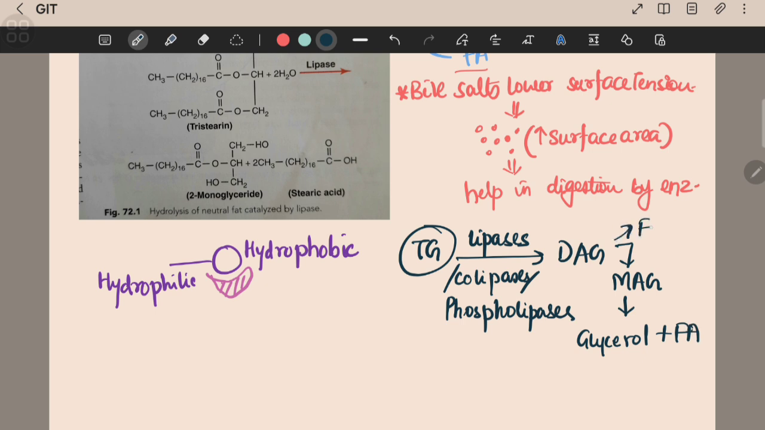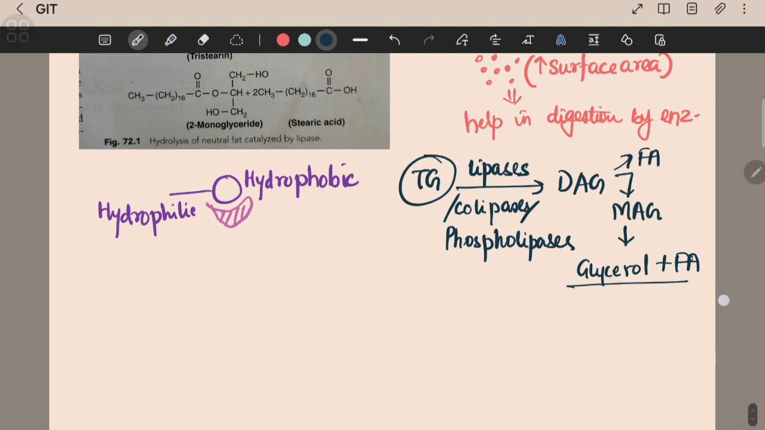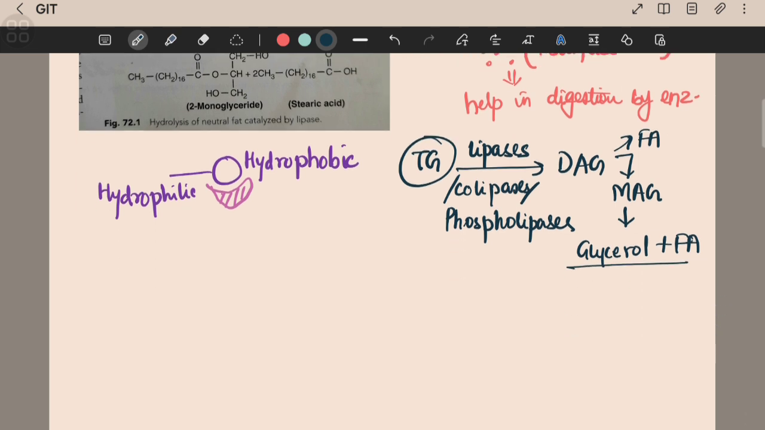So what is happening in this step? One fatty acid is removed at each step. Like this the fatty acids are removed, and there is formation of glycerol and the remaining fatty acids. This is the main process by which it happens.